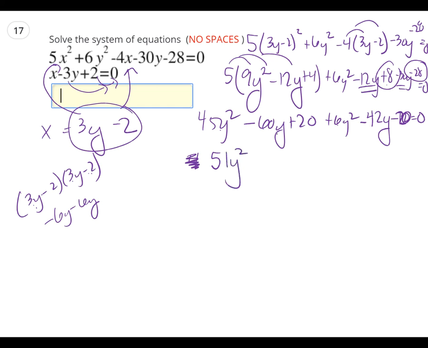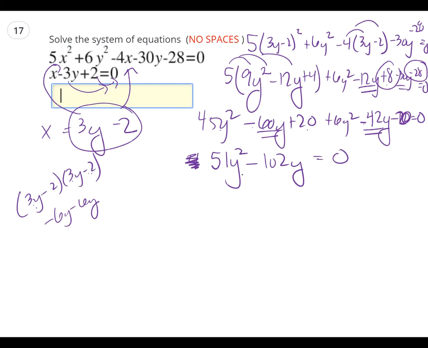And do that on y squared. We all have calculators. You should be able to do this. Negative 60 and negative 42 is? Negative what? 102y. And then, oh, what happens with the 20s? They cancel out, we get 0. This is turning out better than I thought.